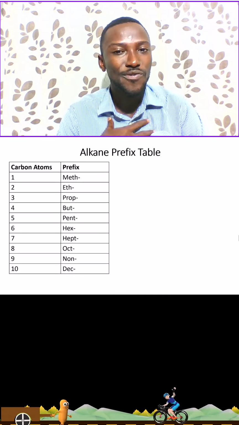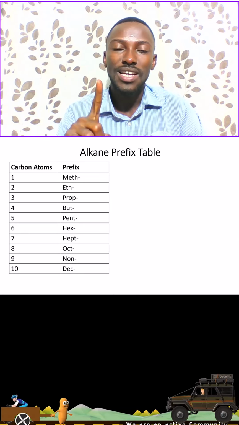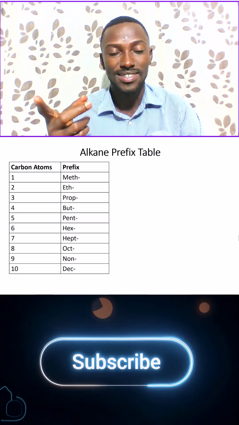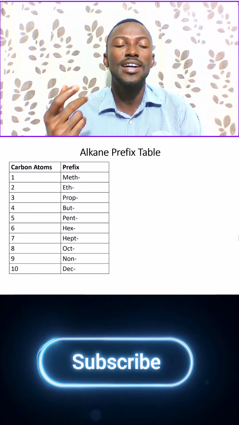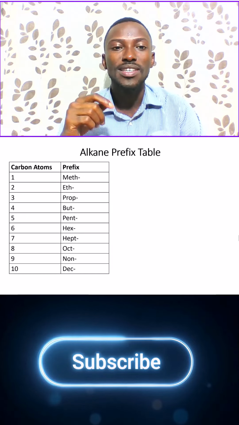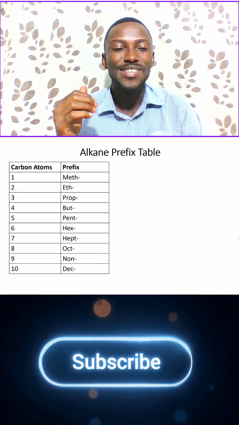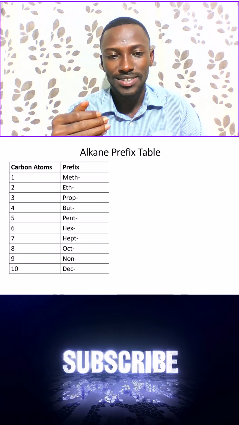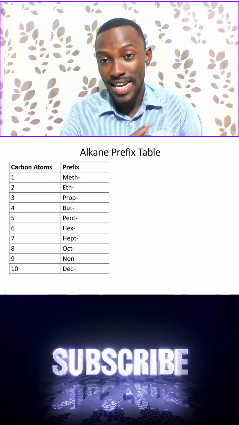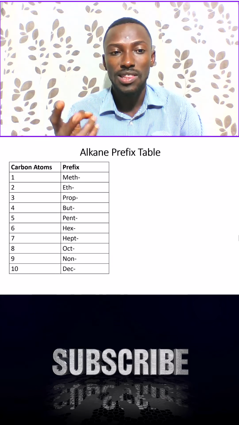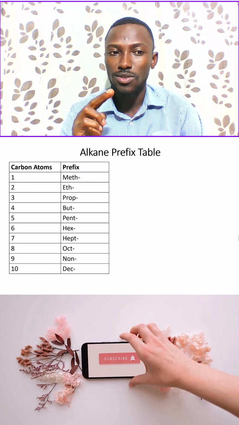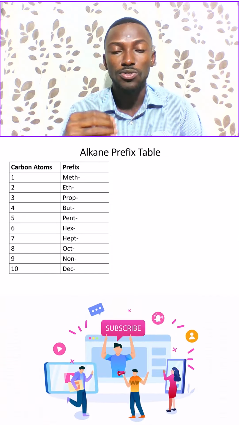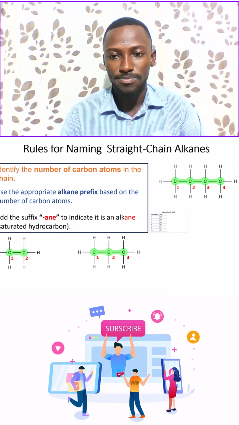IUPAC has already decided for us that if there's only one carbon, the prefix should be METH, meth. Yes, if I pronounce it well. If the carbons are 2, the prefix should be ETH. And if there are 3, it should be PROP. Then 4, BUT. So for the examples we had on the earlier slide, we have 2 carbons, 3 carbons, and 4 carbons. So for 2 carbons, we are going to write ETH. 3 carbons, PROP. 4 carbons, BUT. So keep that in mind whilst you go back.